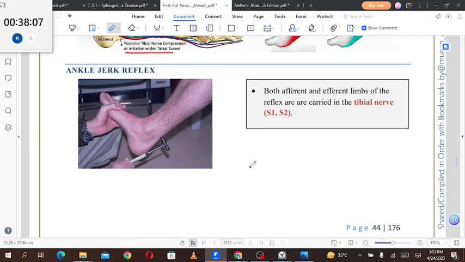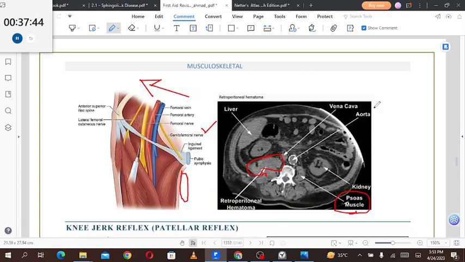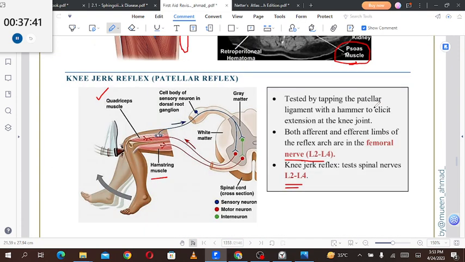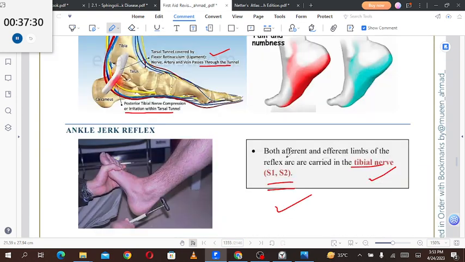Then coming back to our picture about the ankle jerk reflex, both the afferent and efferent limbs of the reflex are carried by the tibial nerve. For the ankle jerk reflex, root values are very important because they ask you about that. The ankle jerk reflex is mediated by S1 and S2. Secondly, the afferent and efferent limbs are carried by the tibial nerve. We saw a few pages back that for the knee jerk reflex, the patellar reflex, both the afferent and efferent limbs were carried by the femoral nerve, and the root value was L2 to L4. So these two reflexes are very high yield in the lower limb.